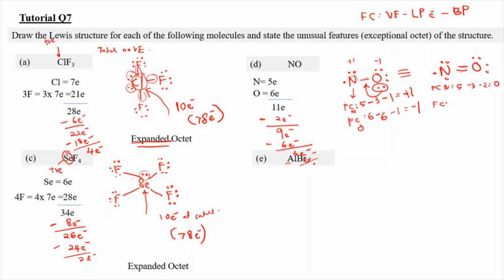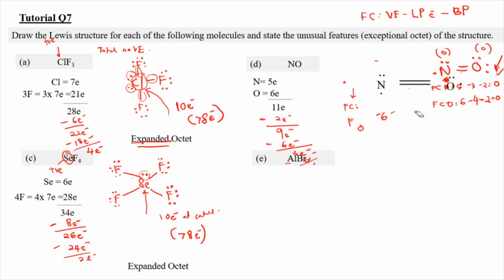Formal charge of oxygen: 6 valence electrons, minus 1, 2, 3, 4 lone pair electrons, minus 1 and 2 bonding pairs. So 0. So they have a charge of 0 here, 0 here, and then also 0 here. So this structure is the most plausible structure instead of this one. Okay, so we're going to draw it to be something like this.